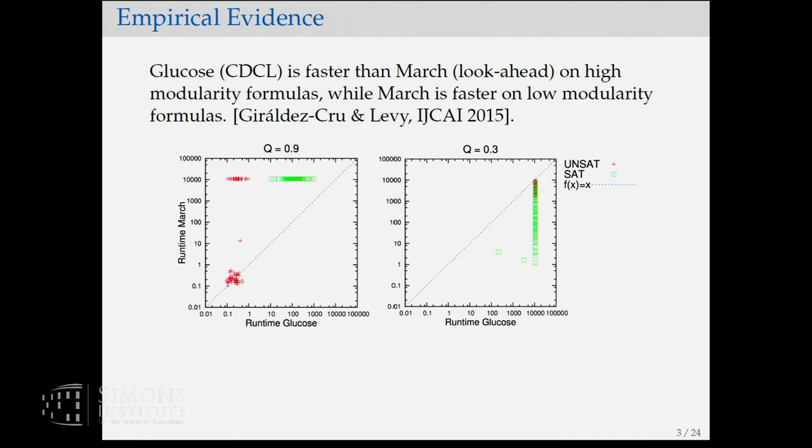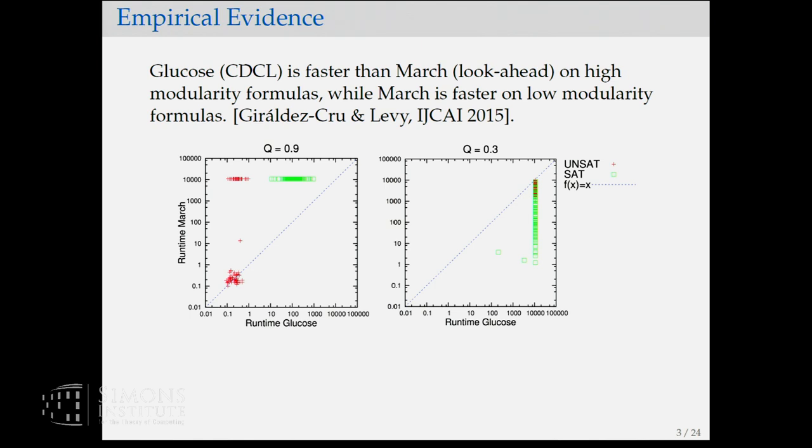So in particular, here's one piece of experimental data from a paper that was at IJCAI last year. Now, Q is this measure of modularity, with values between 0 and 1. A high value of Q close to 1 means that the structure is highly modular, so very well-connected components with very sparse connections between them. A low Q value is one where you don't really have this. If you imagine, things like random SAT tend to be more like this.